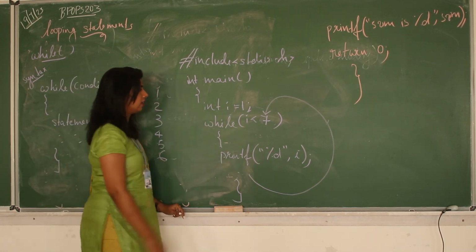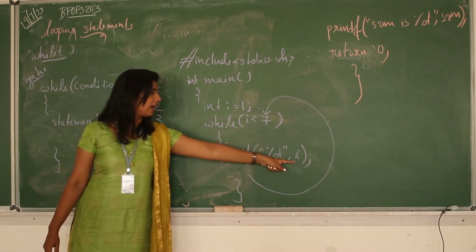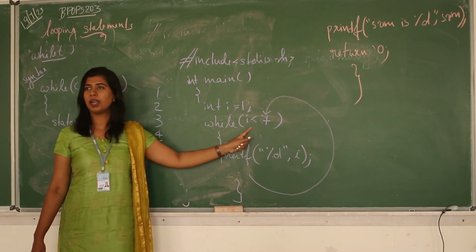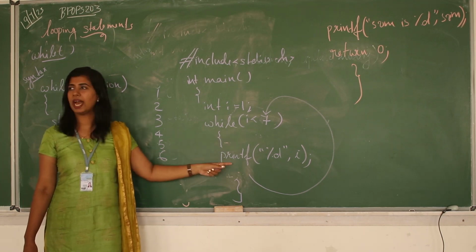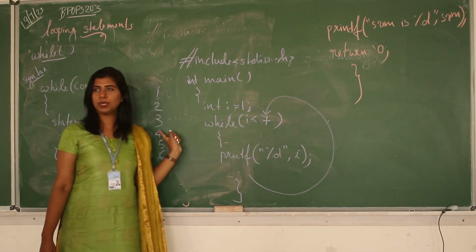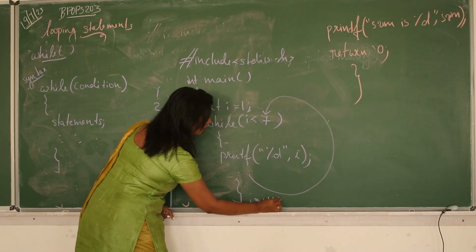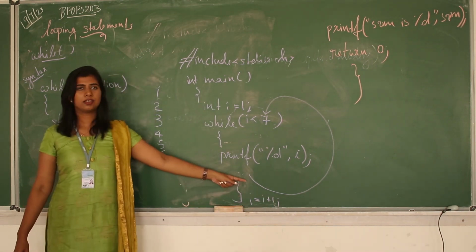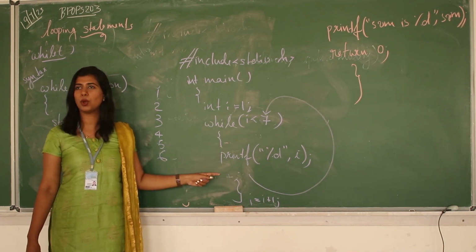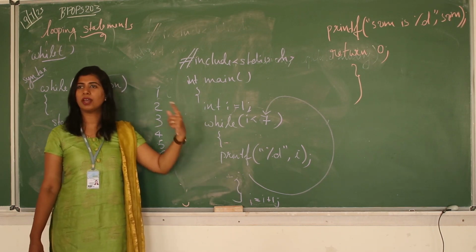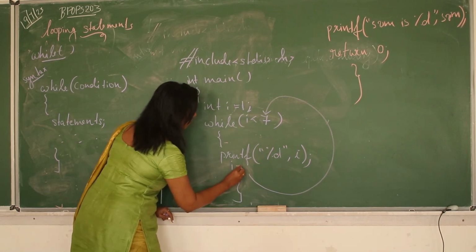So if I am writing like this, should I get the output like this? No. Why? Because whenever I am printing my I value, my I value is not getting incremented. You have to increment the I value. Then only each time when you are printing, the I value will change. So if I am writing incrementing I value, I equal to I plus 1, outside the while, is it correct? No, it has to be inside this while loop. Why? Because this statement also I have to execute repeatedly. So you have to write this inside this while loop.